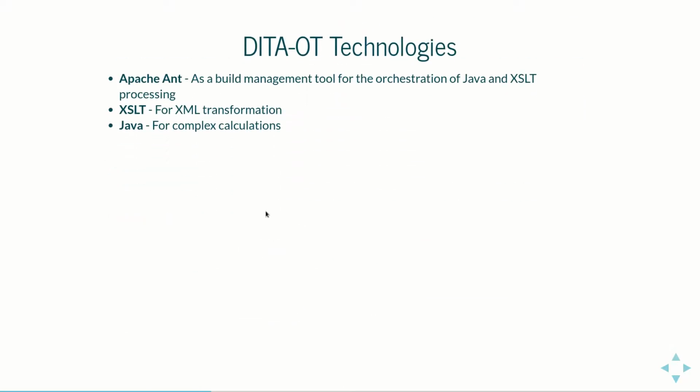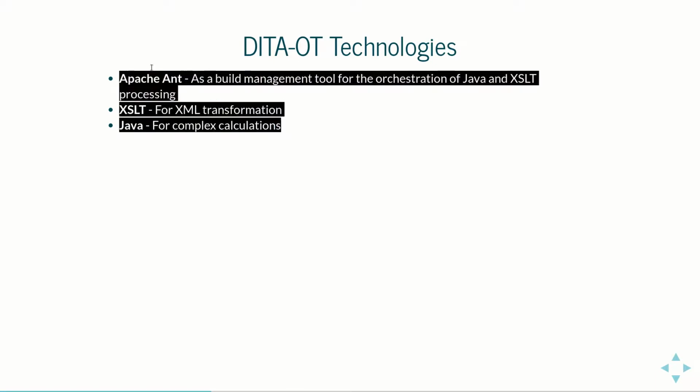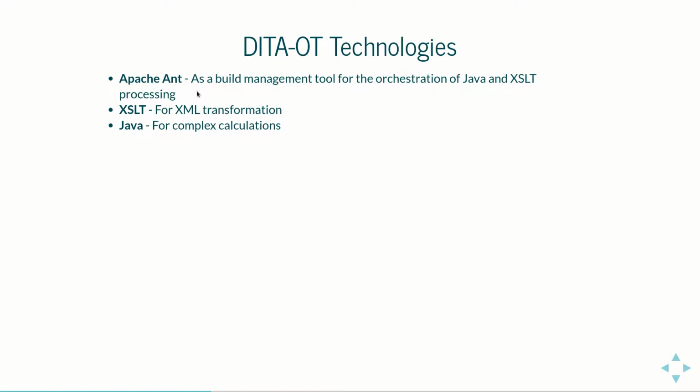So it basically uses Apache Ant, XSLT, and Java. So these three technologies are needed to achieve different tasks. The Apache Ant is a build management tool, so this tool decides how the processing goes. XSLT is used for XML transformations to change the structure of the XML documents, and Java is under the hood used for complex calculations.